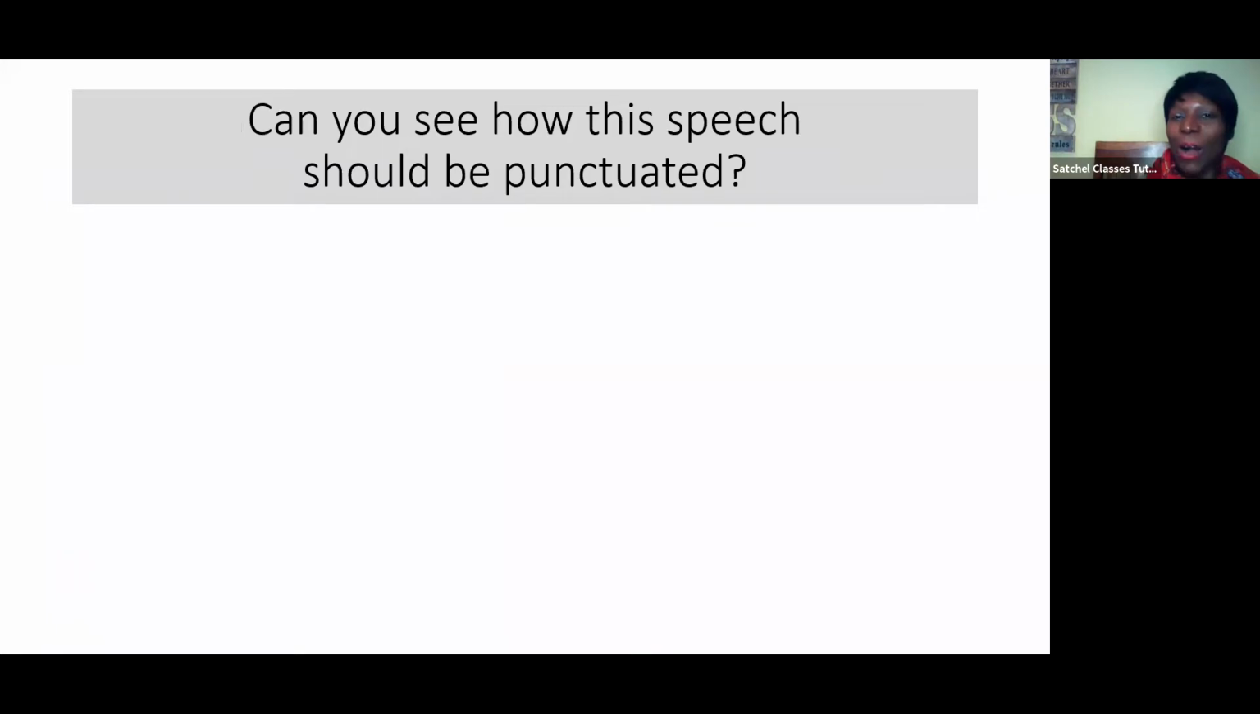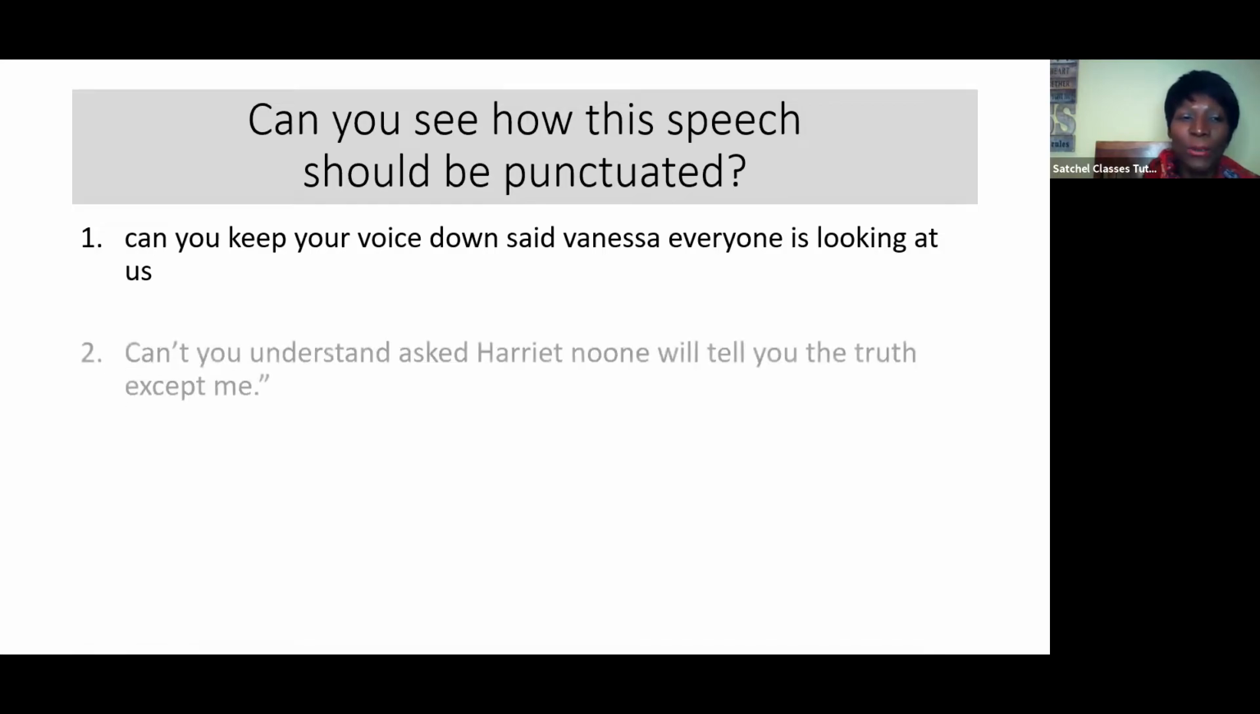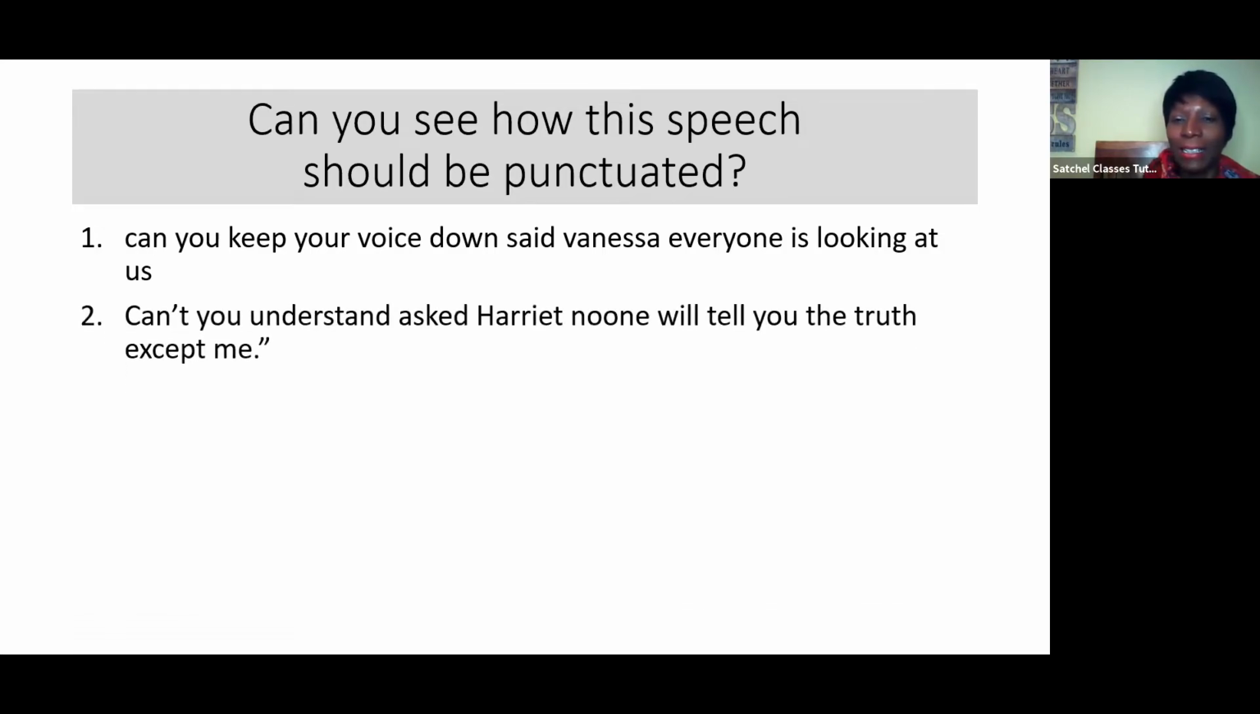Okay, can you see how to punctuate this speech? How would this be punctuated? Number 1: can you keep your voice down said Vanessa everyone's looking at us. So can you see where the opening and closing speech marks would be, where the question mark would be and the full stop, and where the capital letters would be? What about number 2? Can't you understand asked Harriet no one will tell you the truth except me. So where would the opening and closed speech marks be? Where would the capital letters and the question marks be?